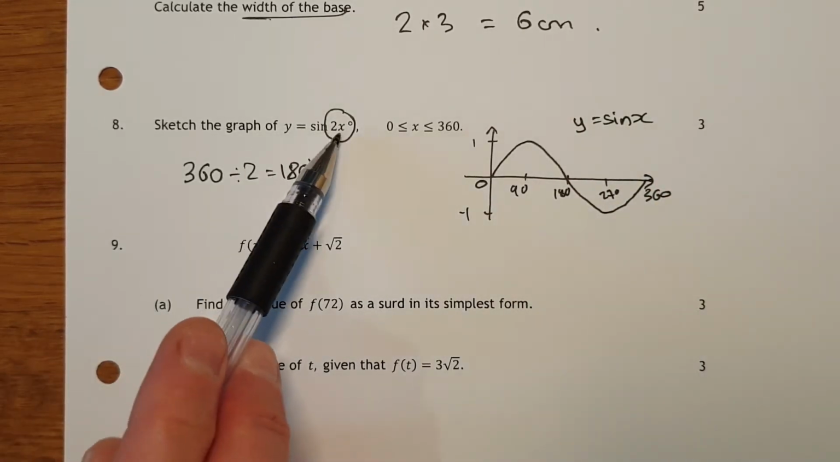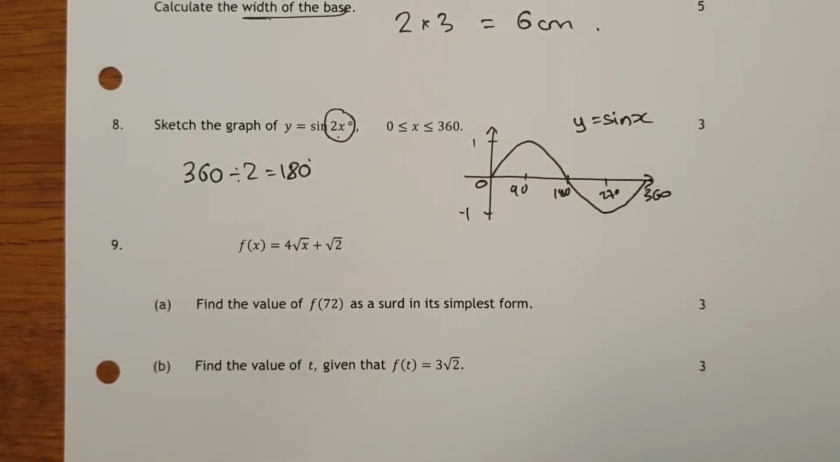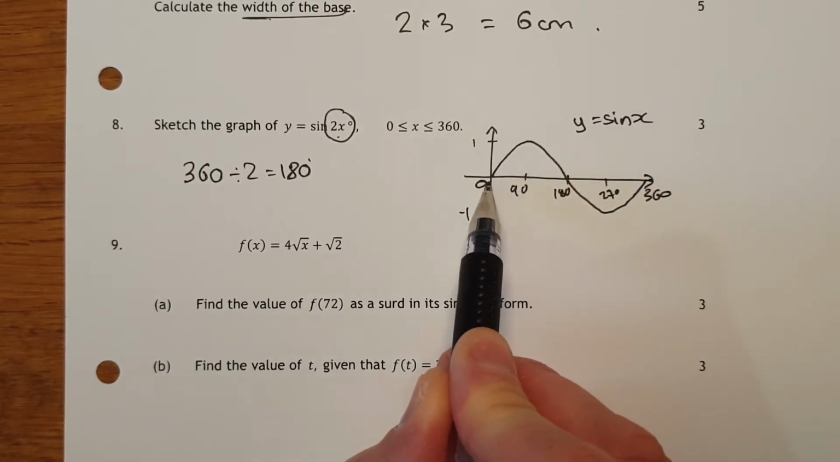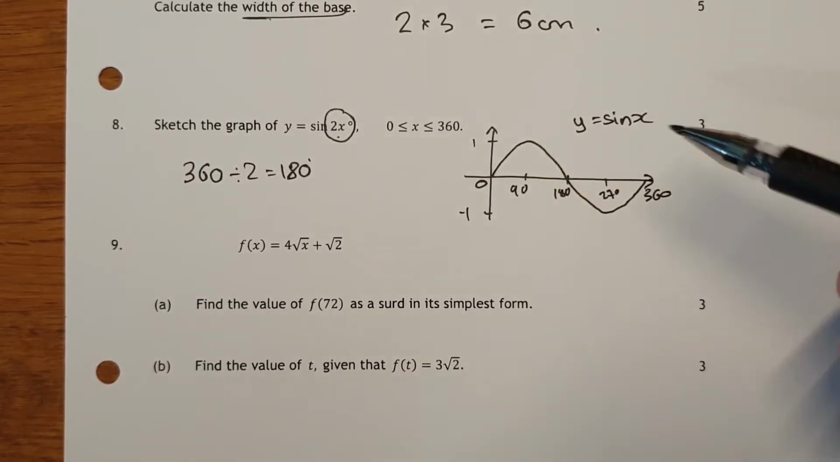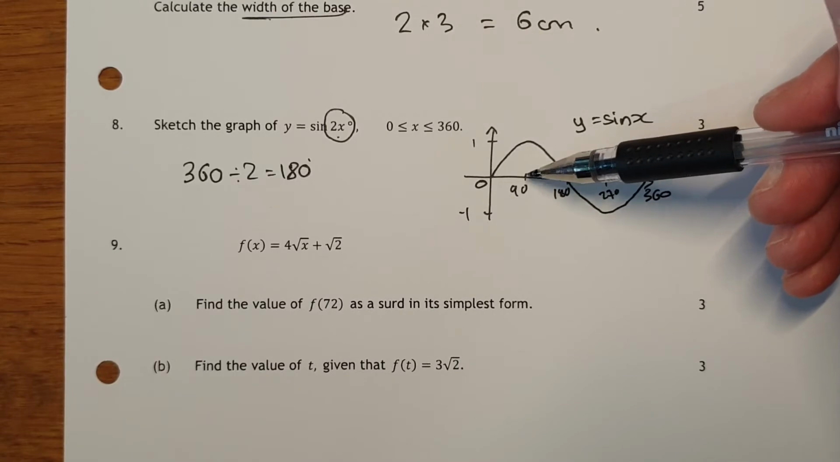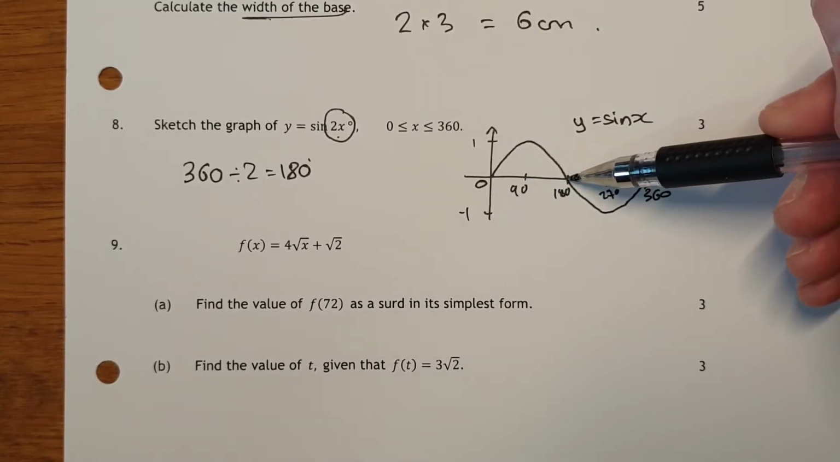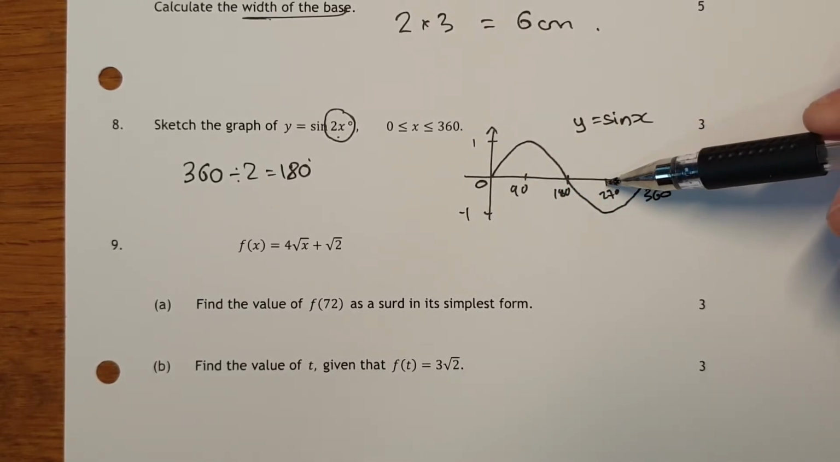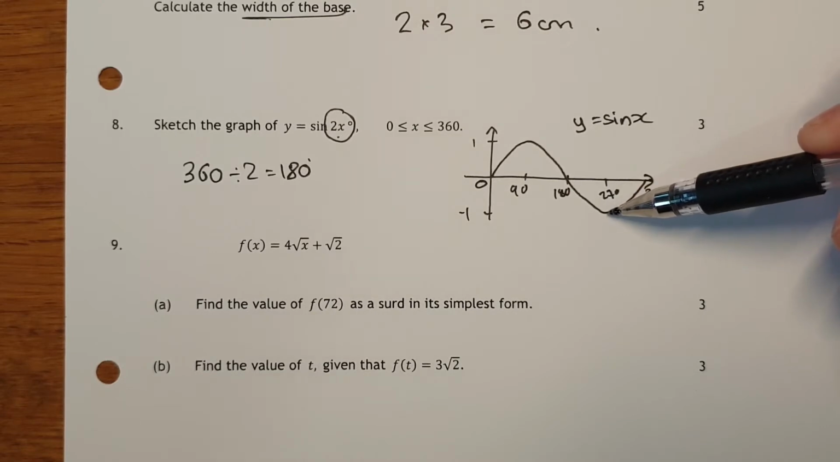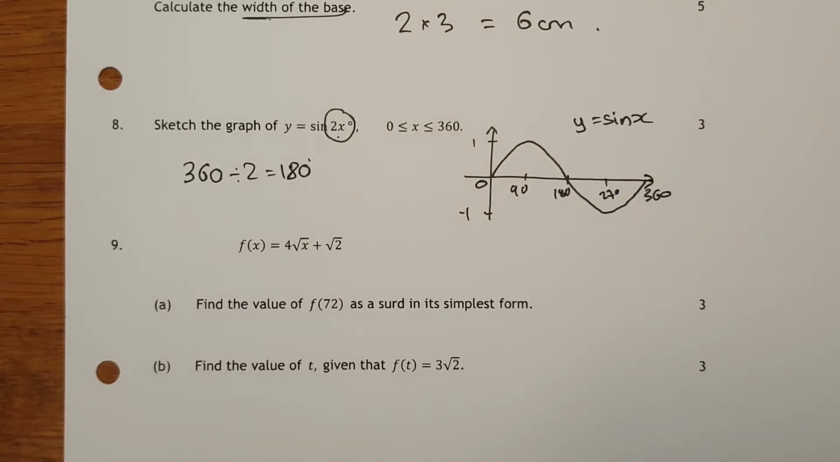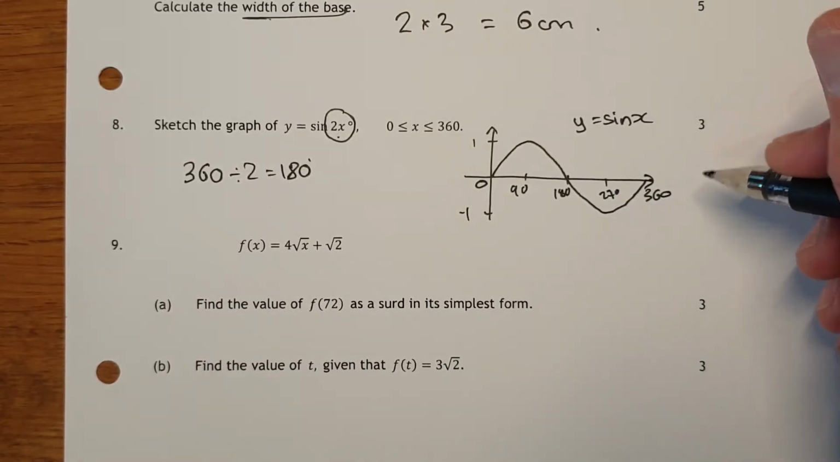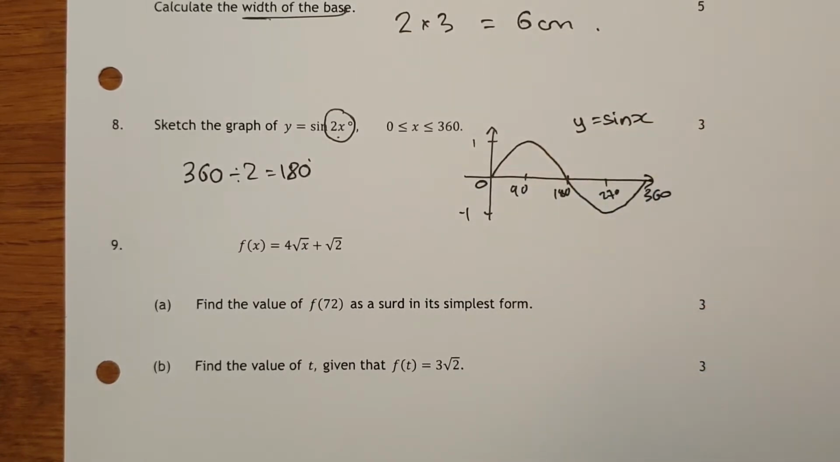Now by having this 2 here, the period is going to be 180 instead of 360. So all of these x values are going to be halved. So the maximum is not going to be at 90, it's going to be 45. It's going to cross the x-axis at 90, not 180, and it's going to have a minimum at 135 instead of 270. So if you just redraw that, but just change these.